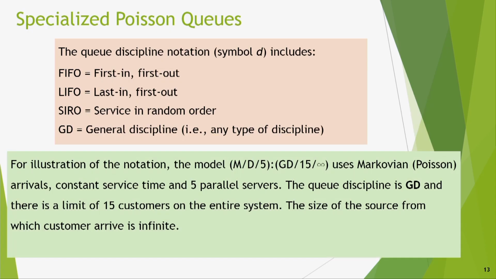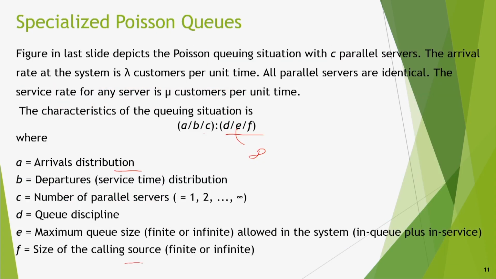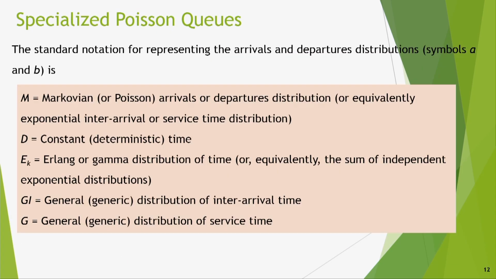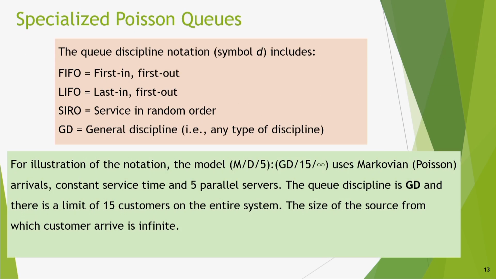Now the queue discipline, that means symbol D here, can be of different types. We can use the FIFO symbol. FIFO means first in first out, LIFO means last in first out, SIRO means service in random order, and GD means general discipline, that is, any type of discipline.